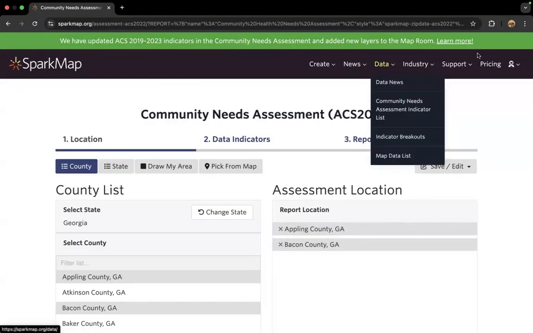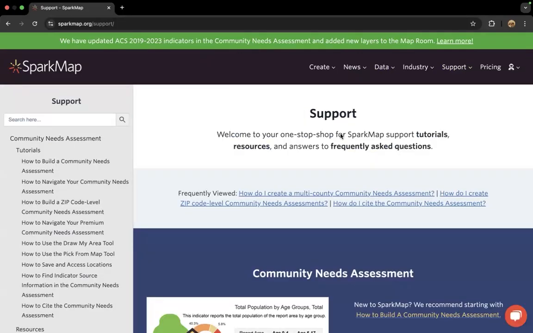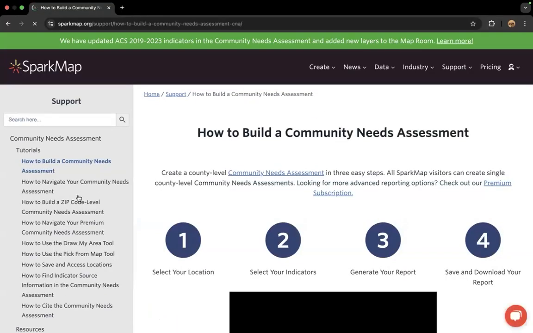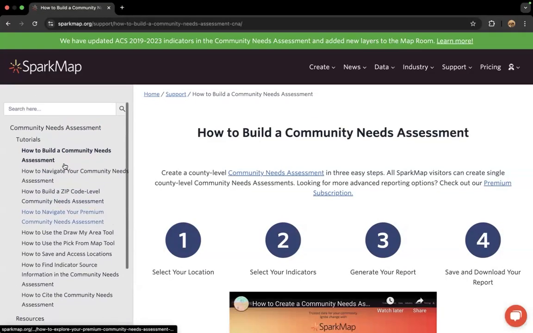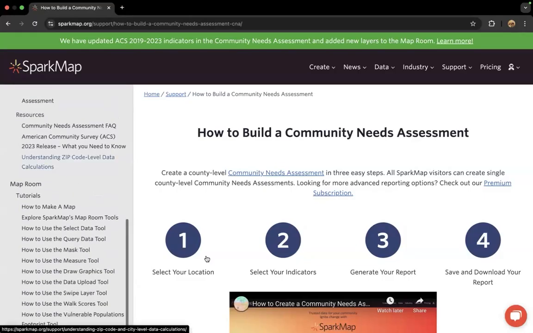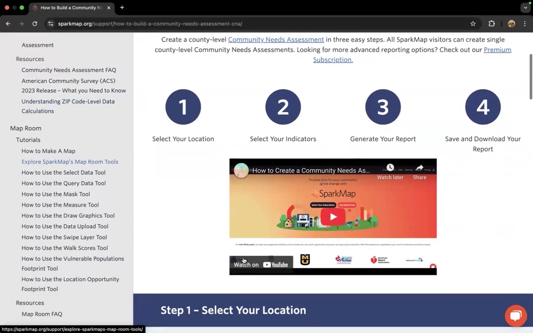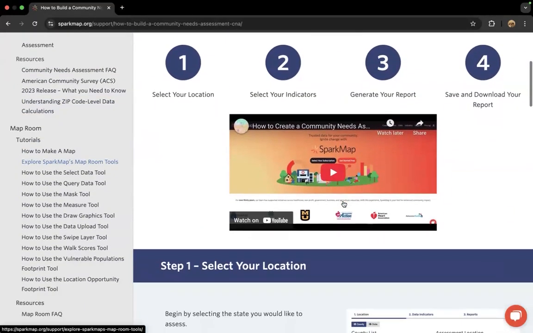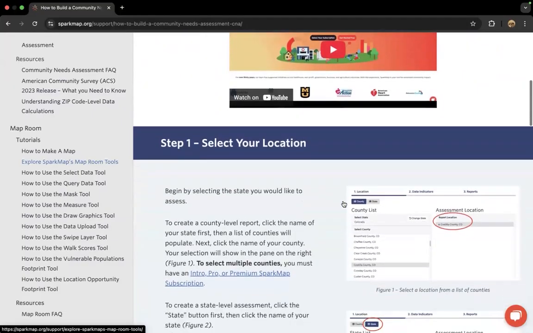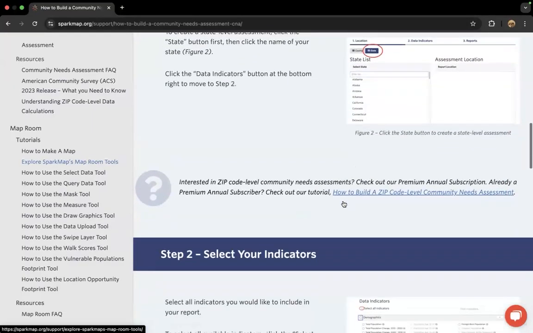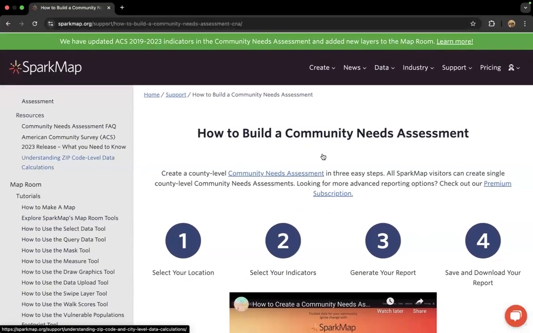And if you have any questions about these special report options or about any of the features that we've shown off today, we have our really nice support section on the site. And we have tutorials for all of the components of our 2 tools, the needs assessment and the map room. And so these tutorials will give you a quick 3 to 4 minute video walking you through how to do something. And then we also have step-by-step instructions with screenshots.